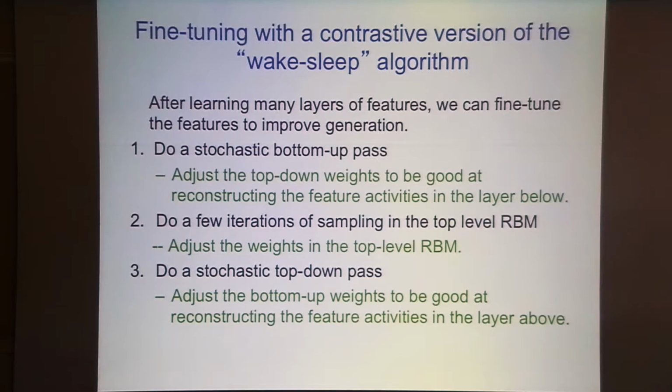And so you can use a version of the wake-sleep algorithm for doing generative fine-tuning. In the early version of this work, what I did was generative fine-tuning, where you do a stochastic bottom-up pass, and then you adjust the top-down weights to be good at reconstructing the activities in the layer below. That's the correct learning algorithm for the wake phase of the wake-sleep algorithm. And then for the sleep phase, instead of generating from your prior, what you do is you do a bottom-up pass, do a few iterations of the restricted Boltzmann machine at the top, and then generate from that. So I'll call that a contrastive version of wake-sleep.